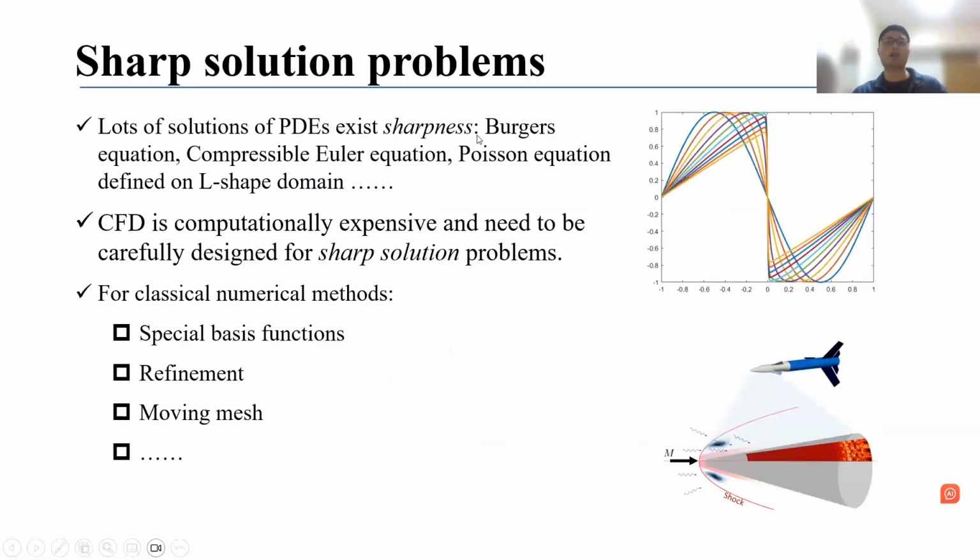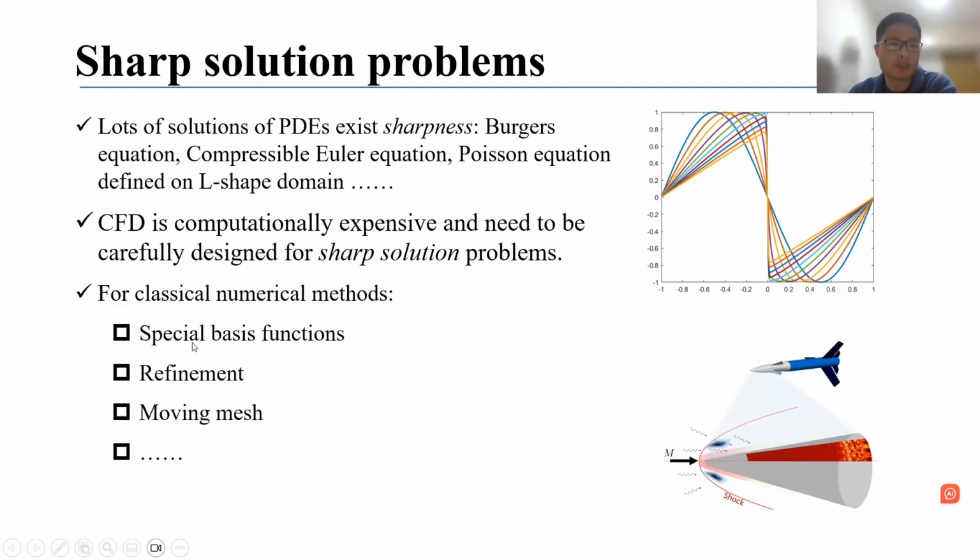So I want to use this to solve this kind of sharp solution problem. For example, as we all know, Burgers' equation: even if you have a smooth initial condition, as time goes on you may have a very sharp interface. Something similar is the Navier-Stokes equation with a very high Reynolds number. Even using classical CFD to compute this kind of problem is very expensive.